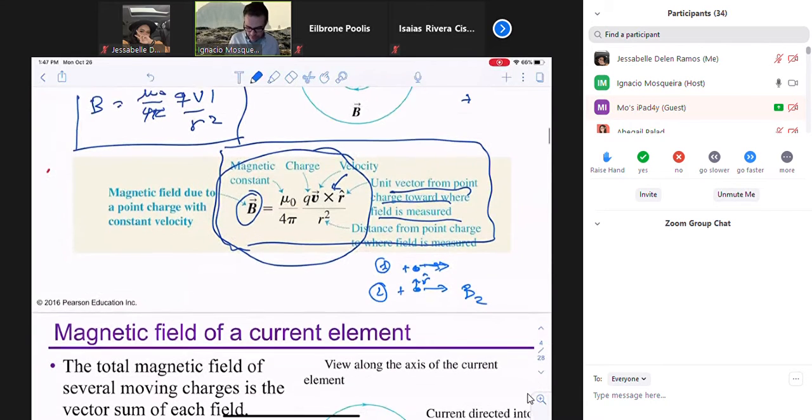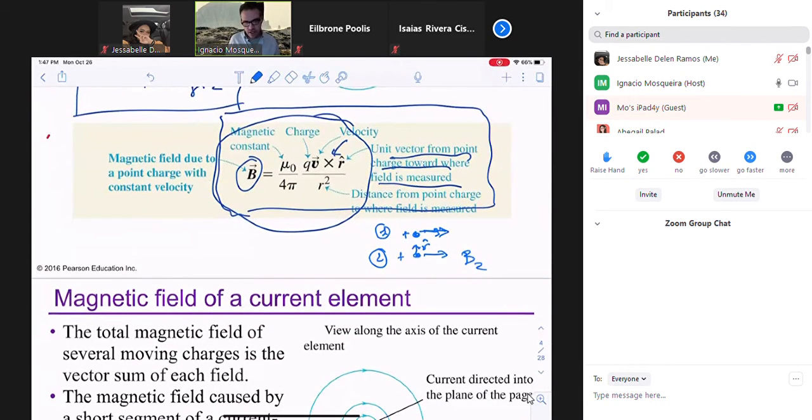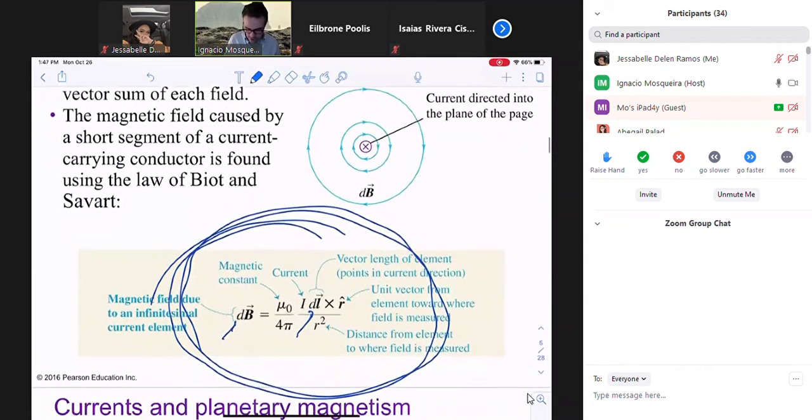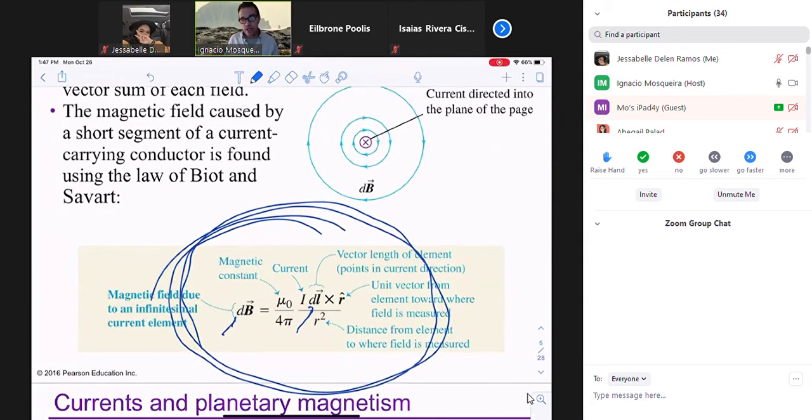So what do we have to do for the wire case? This formula is for a moving charge. The next thing in the PowerPoint they do is to change that formula into a current. But moving charges produce current, so of course there is a direct connection between a moving charge and a current.